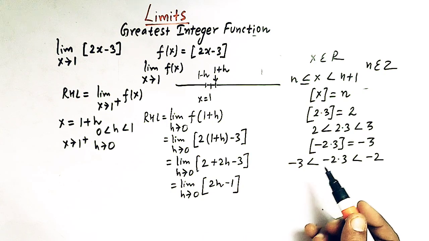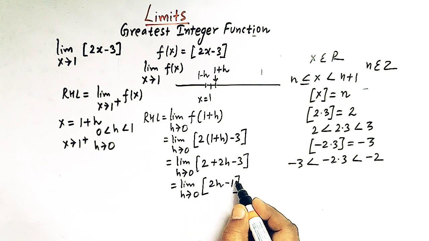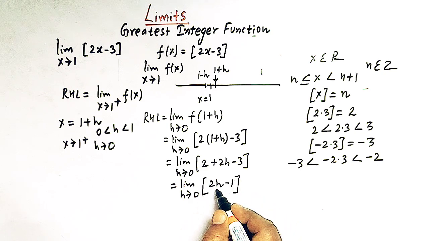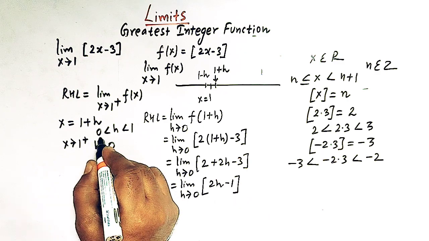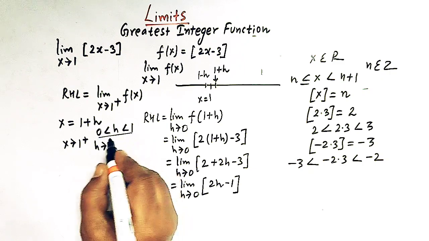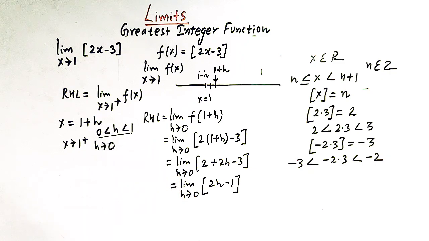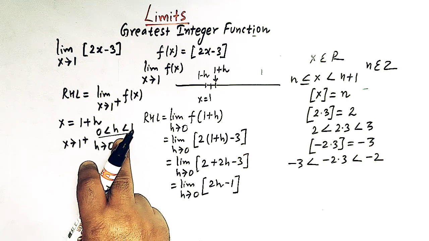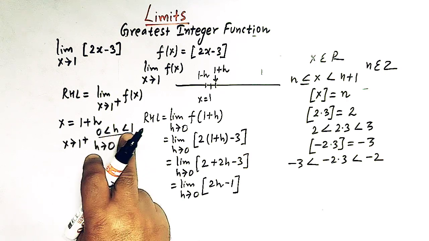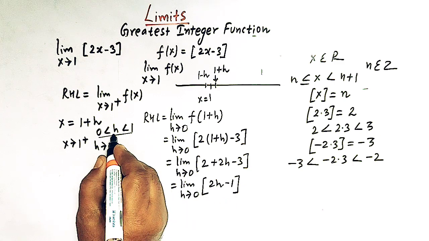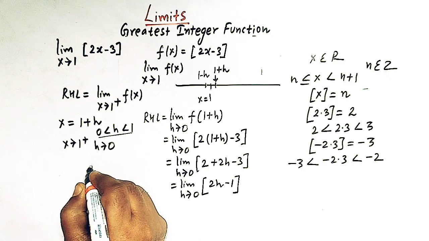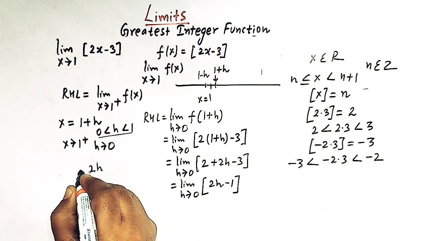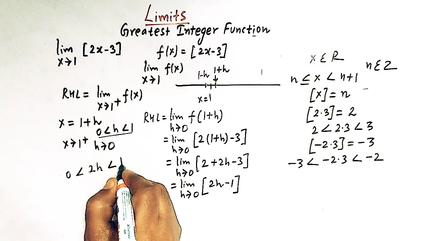Now with the help of the definition of the greatest integer function, we have to assign a value to the expression greatest integer of 2h minus 1. For this we use the fact that h is infinitesimally small, but it lies between 0 and 1. So the value of 2h should also lie between 0 and 1.